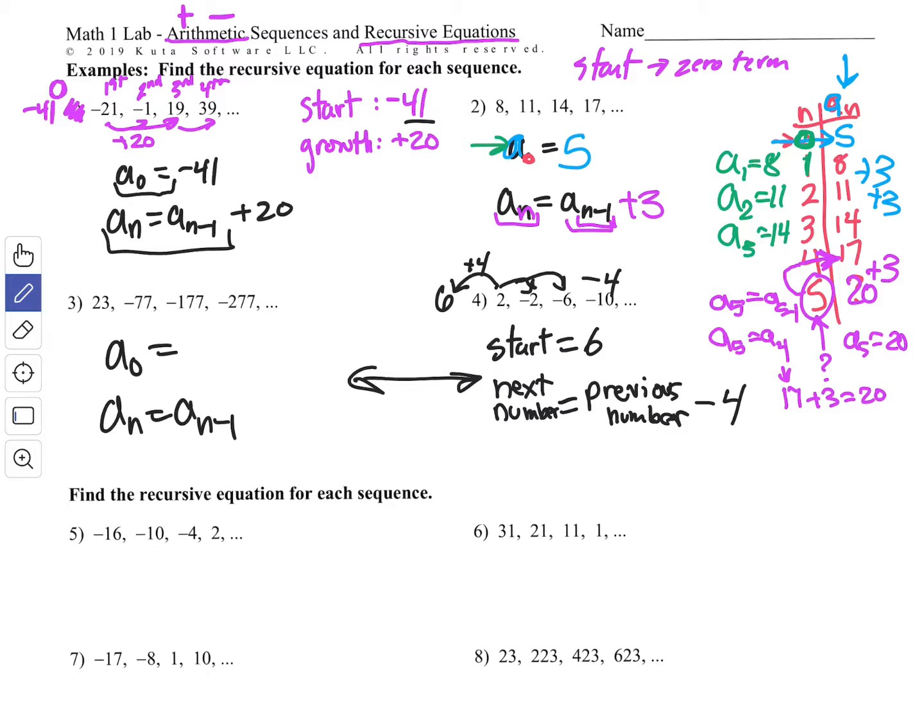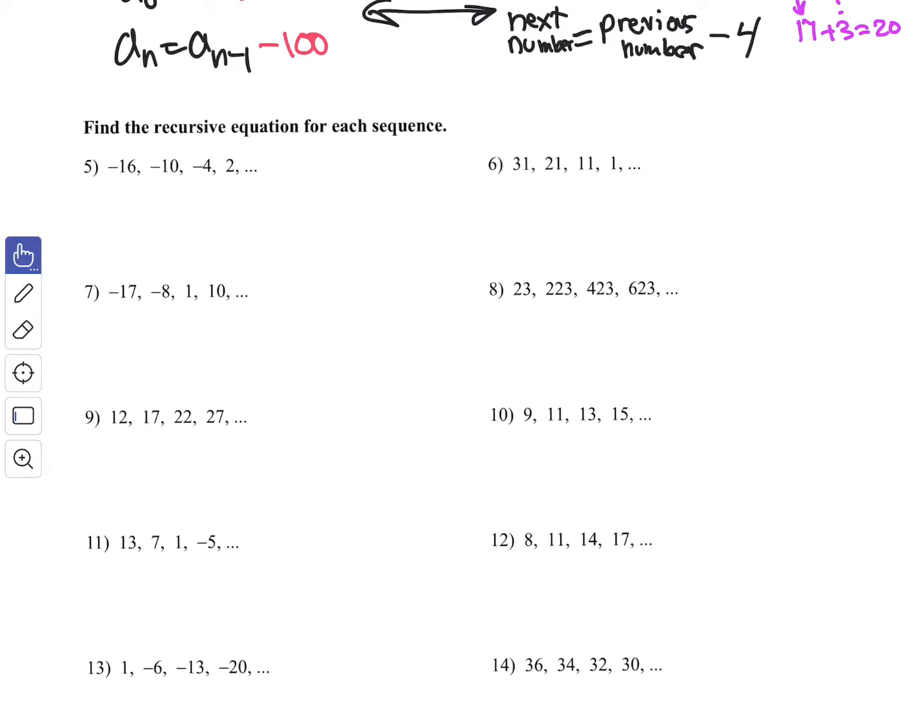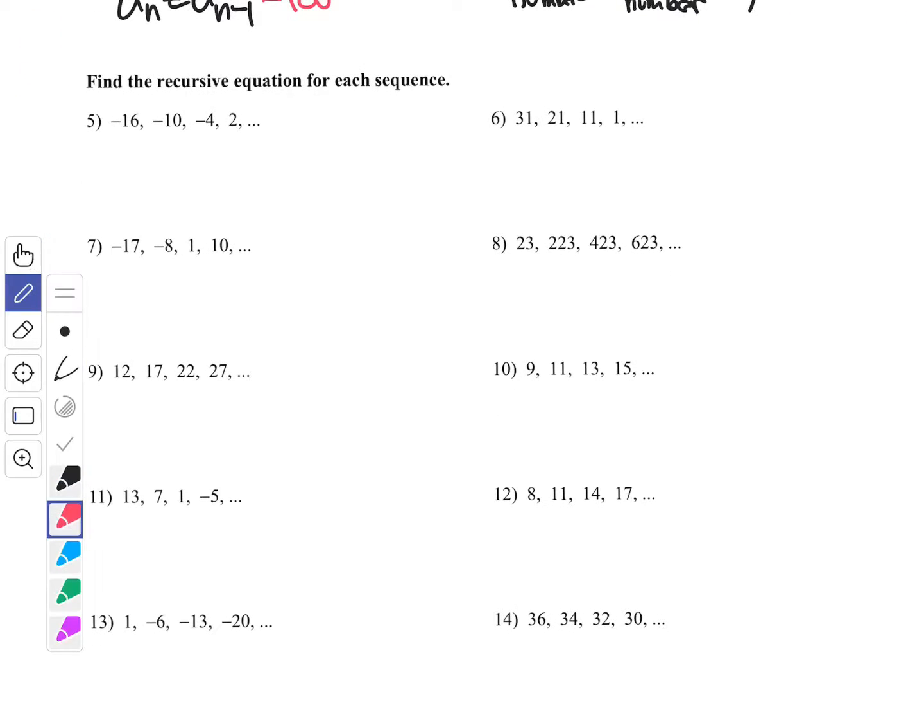Okay, looking at number 3. Sometimes it's hard to tell in the first two numbers what's happening, but as we keep looking, we should be able to easily see we're subtracting 100 here. So my growth is minus 100. Going backwards, what minus 100 is 23? It would be 123. So I start at 123. So that's really all there is to it. Hopefully. It is kind of complex, but let's talk it through one more time.